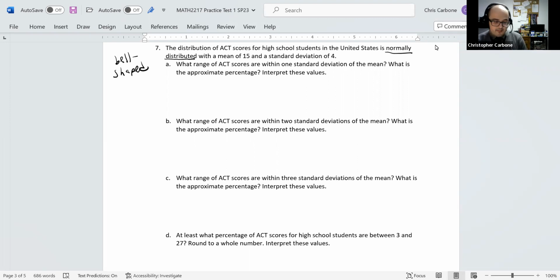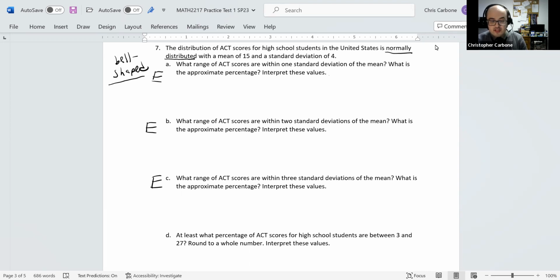For parts A, B, and C, we want to find the range of ACT scores within 1 standard deviation of the mean, 2 standard deviations of the mean, and 3 standard deviations of the mean, respectively. Since it's a bell-shaped, normal distribution, all 3 of these use the empirical rule. So I'll put an E here on the side, just to make note of that.